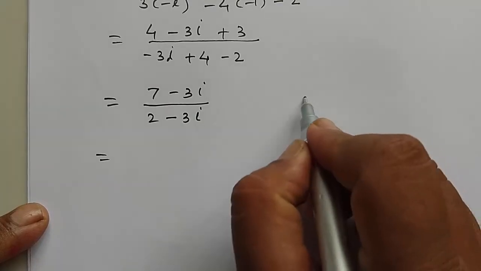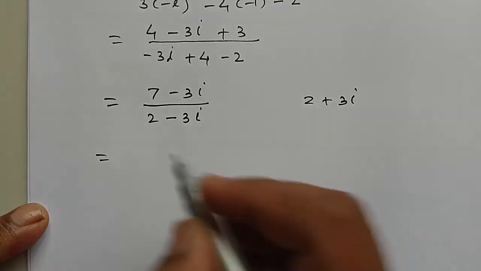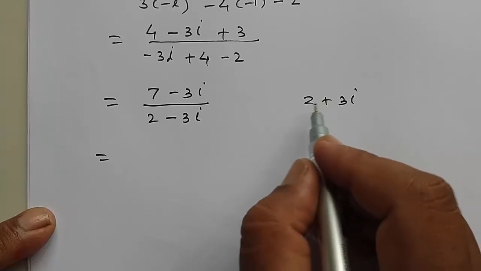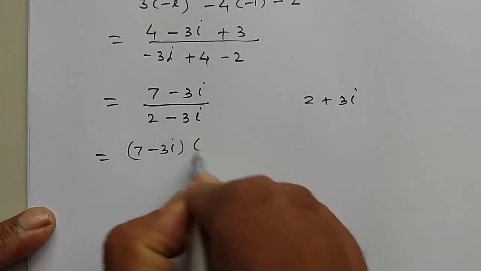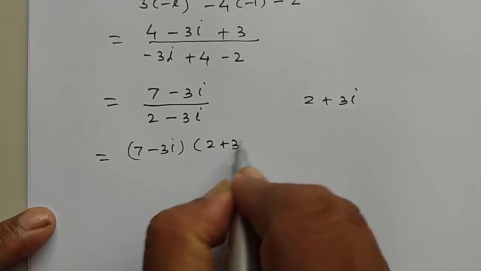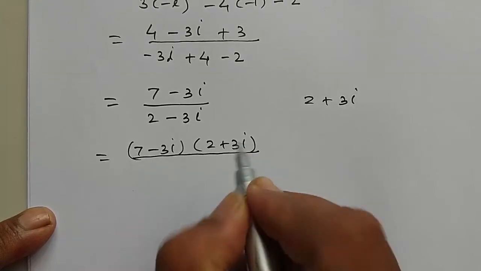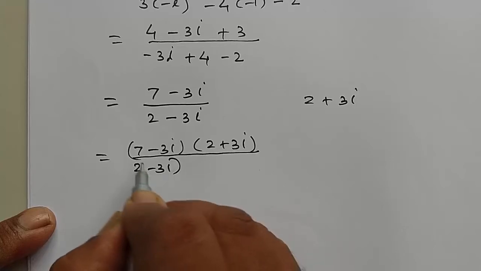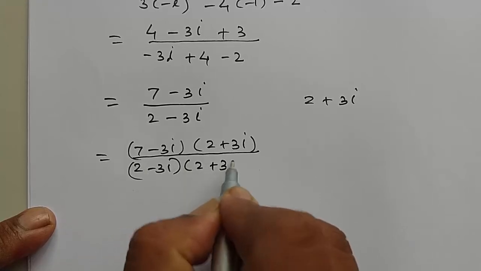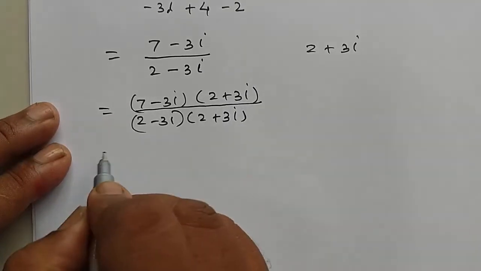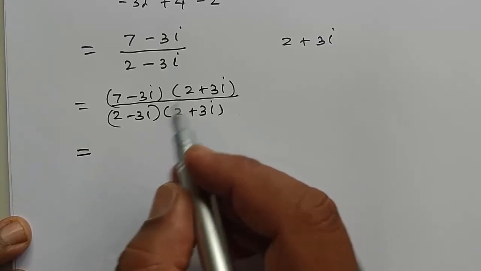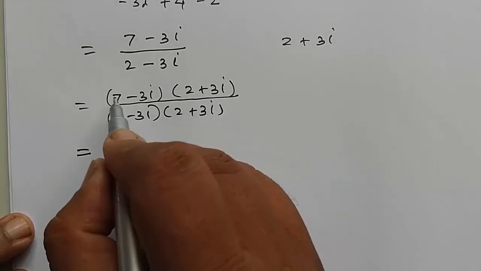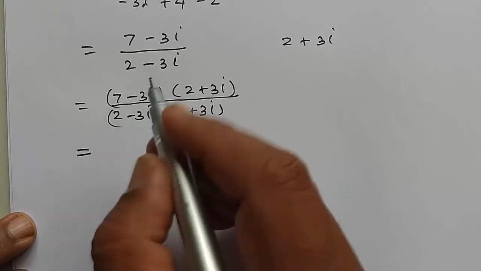Its complex conjugate is 2 plus 3i. We multiply and divide by its complex conjugate: (7 minus 3i) into (2 plus 3i) upon (2 minus 3i) into (2 plus 3i), which is equal to... we multiply this bracket to each term of the first bracket.